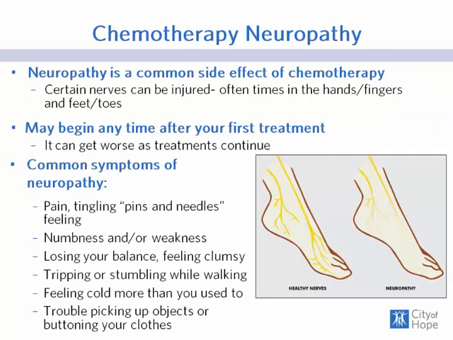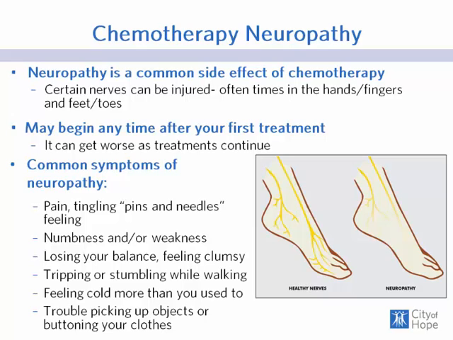Chemotherapy neuropathy. Chemotherapy neuropathy means that certain nerves are injured by chemotherapy. It is a common side effect of some chemotherapies and biotherapies. Neuropathy often occurs in the hands, fingers, and feet or toes. Chemoneuropathy can begin any time after your first treatment and can get worse as treatment continues.